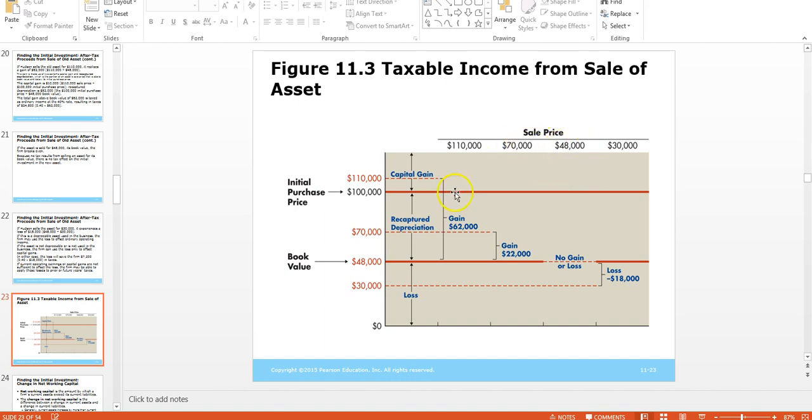If you sell it for 48, which is its book value, you have no gain or loss, so you don't have to pay taxes on that. If you sell it for 70, you've got a gain of $22,000 above its book value, and you pay taxes on that. But there's no capital gains on that. So this is an important slide that gives you the taxable income from sales of assets, if they're above their book value.